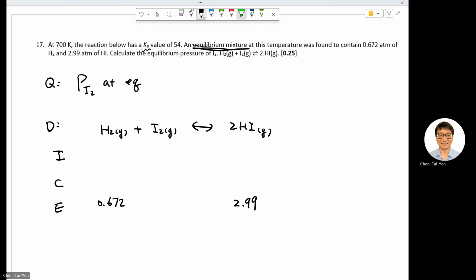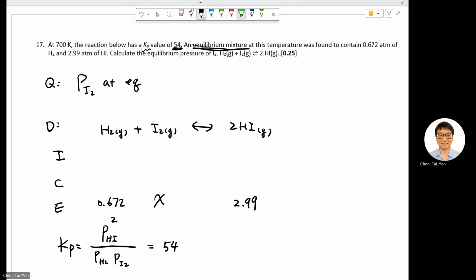The same thing for your HI is 2.99 here, right? And then this is actually the thing you're trying to solve, the pressure of your I2 at equilibrium. So let's call it X. Okay. And then the other thing that you know is the Kp is 54, right? So Kp means the pressure at equilibrium, which is the pressure of your HI squared over the pressure of your H2 times the pressure of your I2 to the first power, right? And this equals 54.